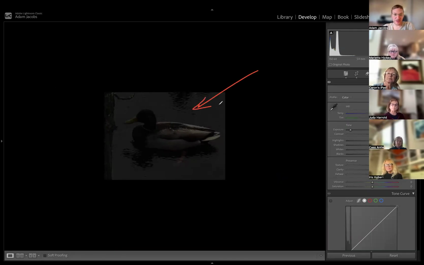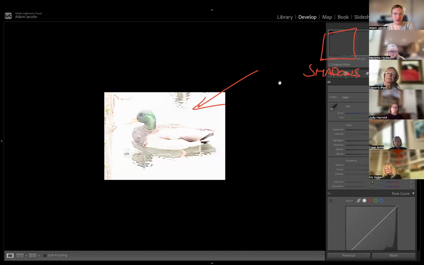This is showing me that in this picture at the moment, all the information is living in the shadows. Nothing's in the highlights. If I go the other way, then it all goes over on the other side to the bright part.